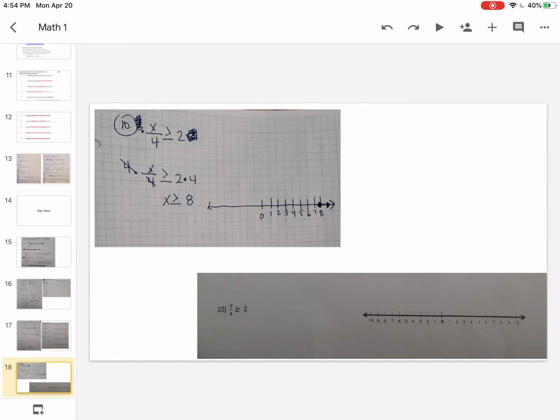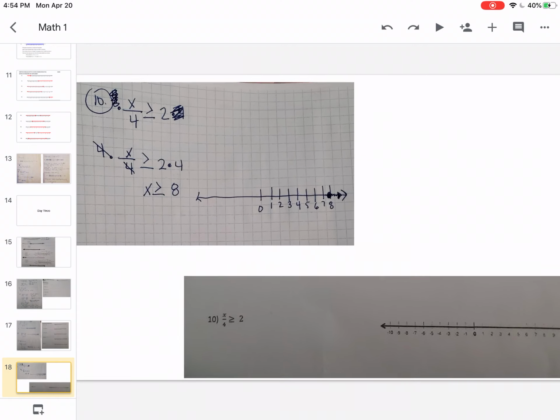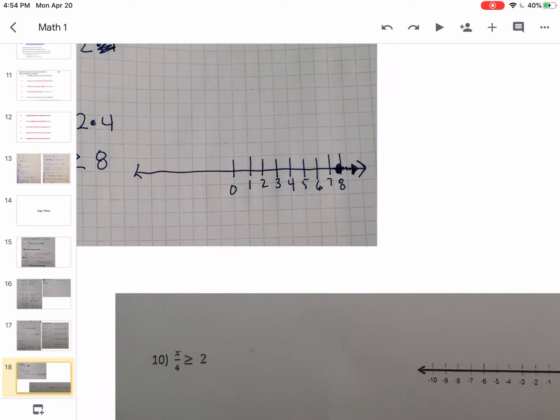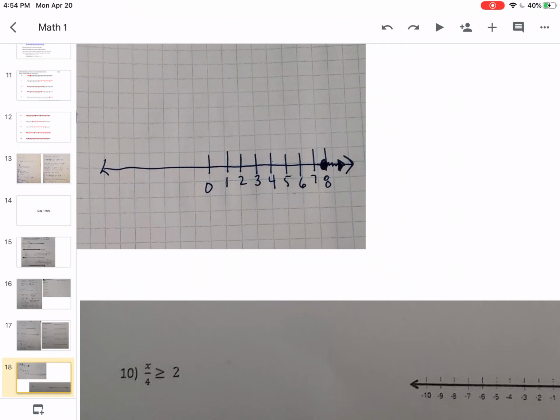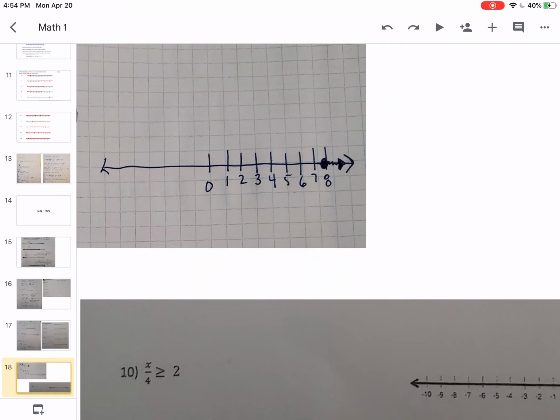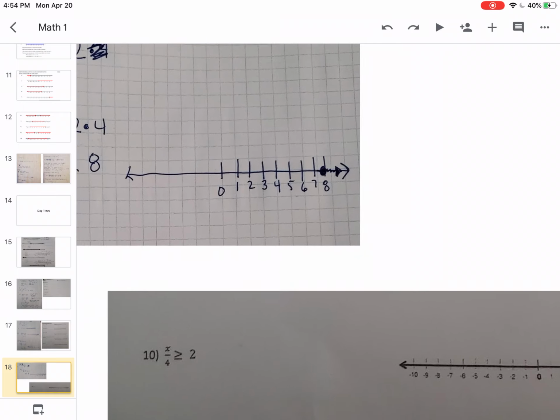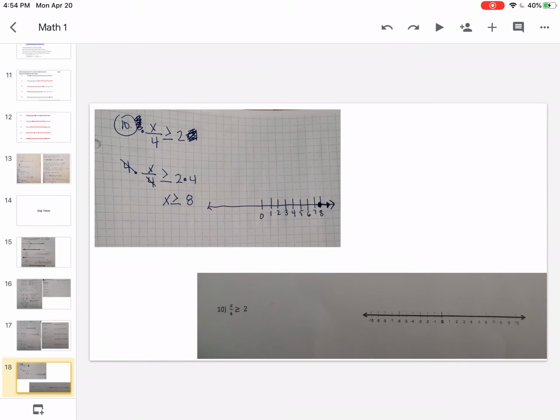The x side cancels out, so I'm left with x. The sign stays the same, and then I have 2 times 4 is 8. And then I have a circle that's filled in, and it's going to be going to 9, 10, 11, 12, and so on.